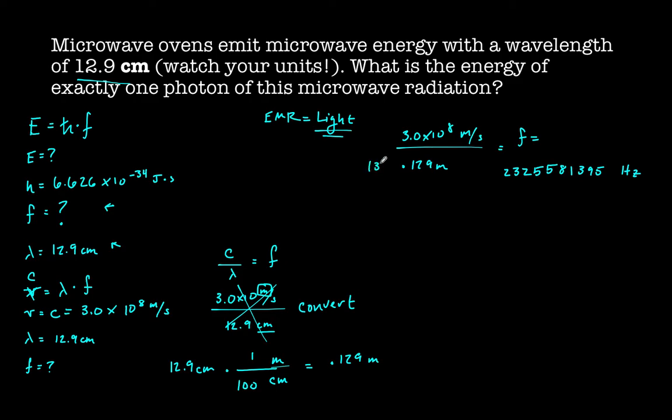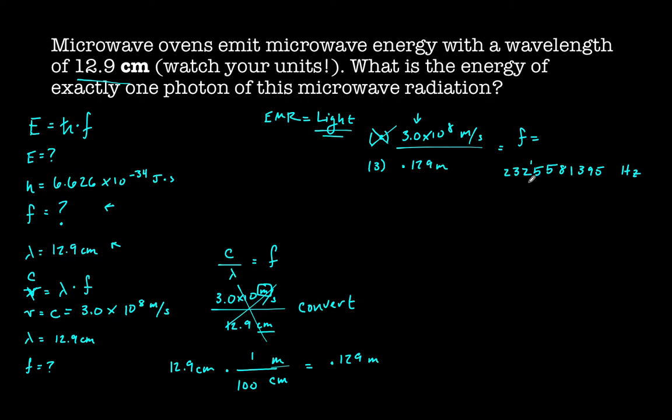This number down at the bottom has 3 sig figs, and this number up at the top only has 2. But you cannot use this 2 for sig figs, and I want you to think why. The reason is that this 3.0 times 10 to the 8th is a given. You did not measure this, the same as you did not measure Planck's constant. Your sig figs go off of what you are measuring, and they measured this 12.9 centimeters, meaning you need 3 sig figs here.